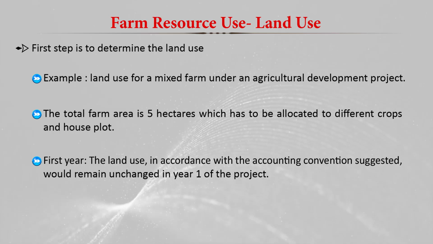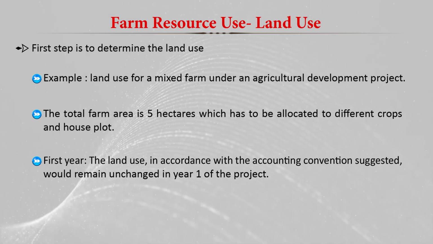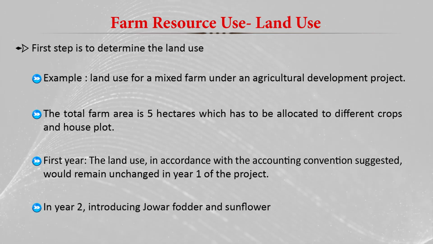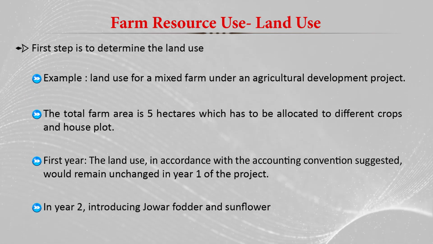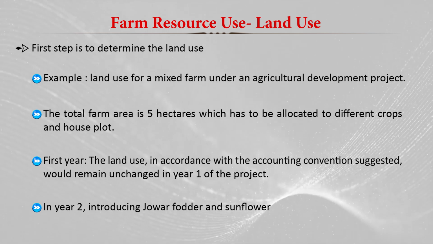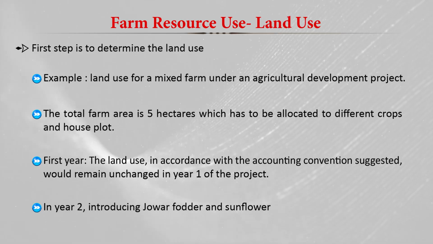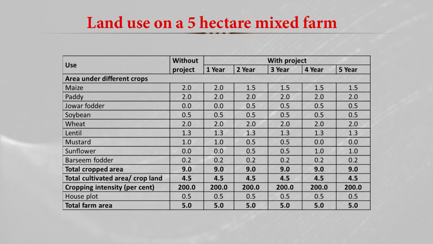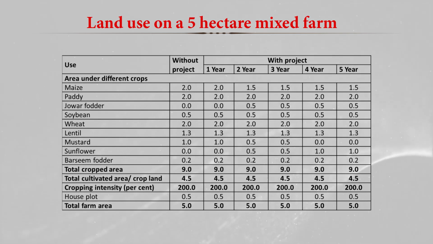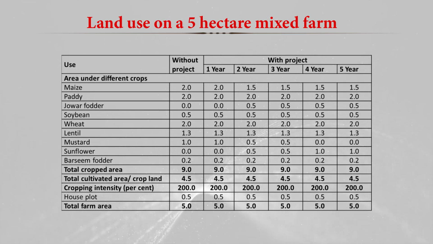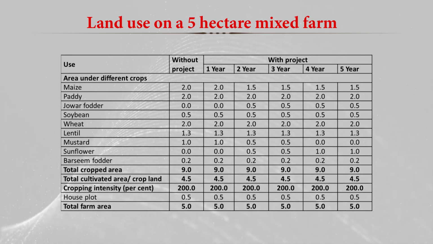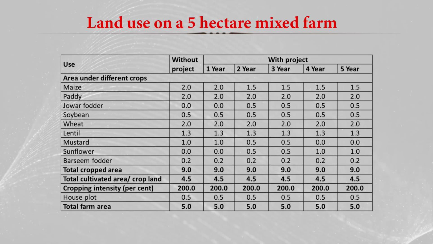So in the first year we do not bring a change in the cropping pattern, and in year 2 we introduce the crops. In our case we are introducing 2 crops, jowar fodder in the kharif season and sunflower in the rabi season. Here you can see the change in the land use pattern. We have the 5 hectare land of the farm size, and the farmer is following mixed farming, and here the area is allocated.